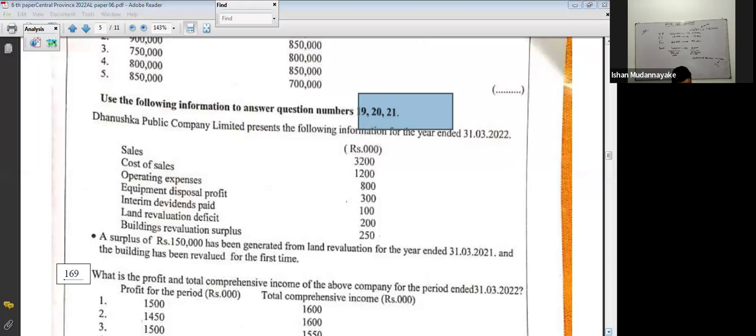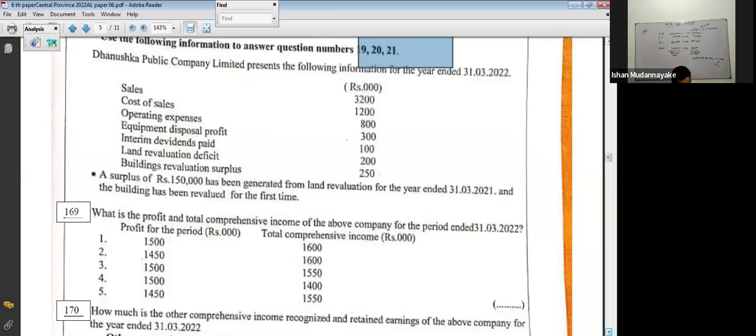Question 169. What is the profit for the period and total comprehensive income of the above company for the period ended 31st March 2022? Profit for the period and total comprehensive income. How much is the profit?